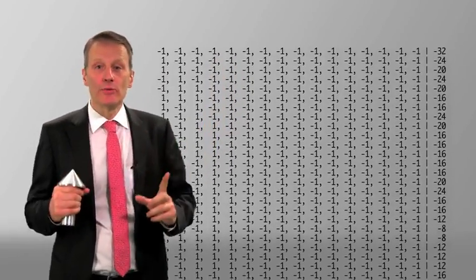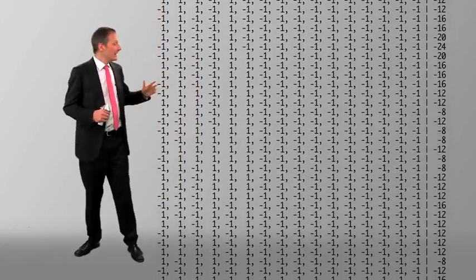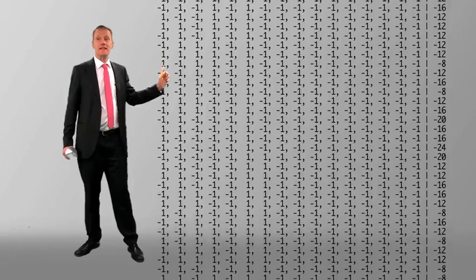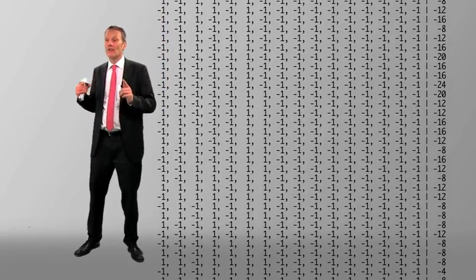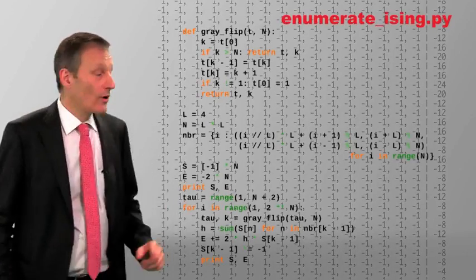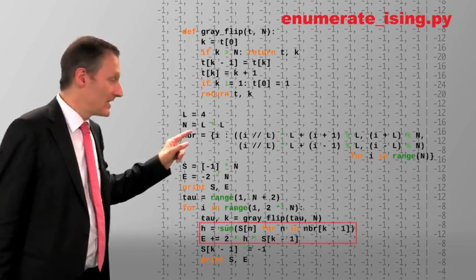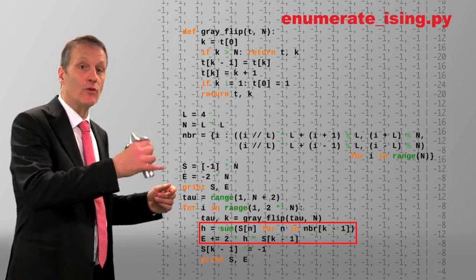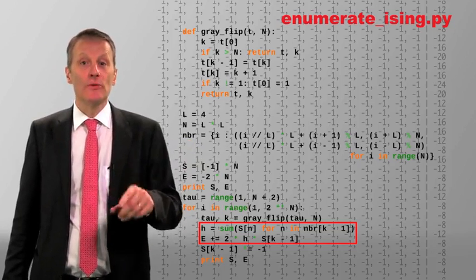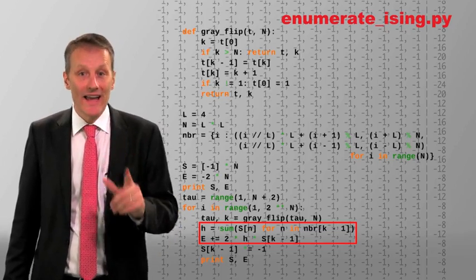Here is the output of the movie version of enumerate-ising.py for a 4x4 Ising model with periodic boundary conditions. Each configuration differs from the previous one in a single site only. And we don't have to recalculate the energy from scratch at each step. It is sufficient to compute the field H on the spin that is going to flip, and the new energy is then equal to the old energy plus 2H times sigma.